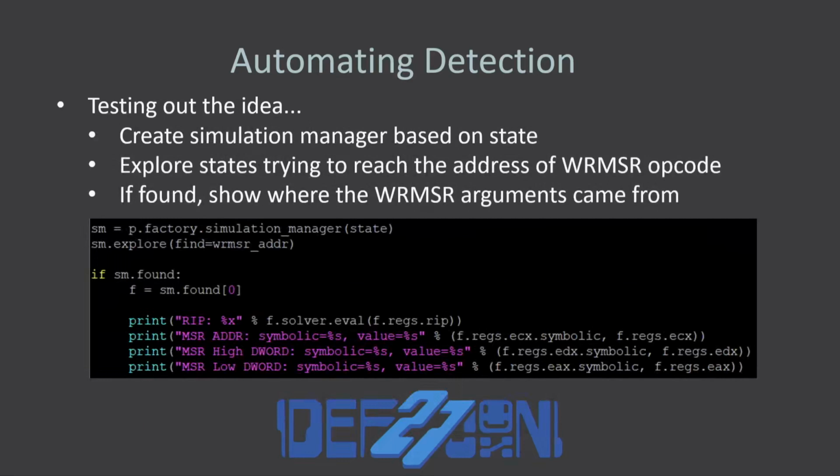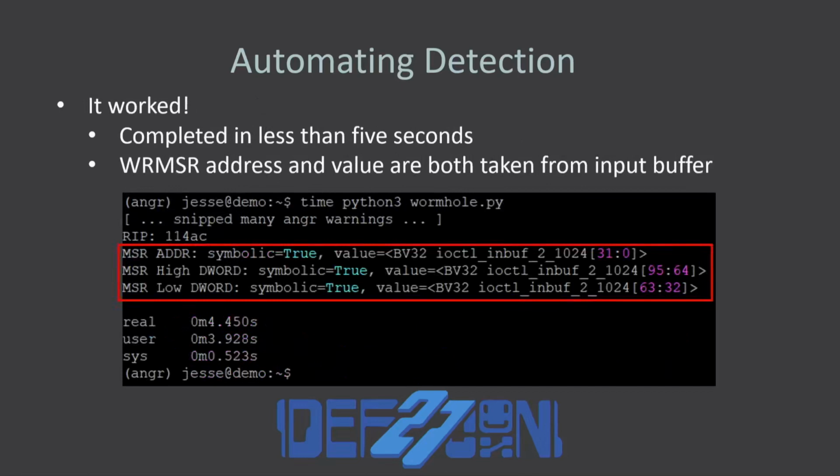Then you can create a simulation manager and just let it start executing code from the IOCTL entry point, with a target address of the write MSR address. So we're trying to reach that address. If it's found, we print that a path was found, and whether the input data to this write MSR is taken from the input buffer, if it's symbolic data. And it worked.